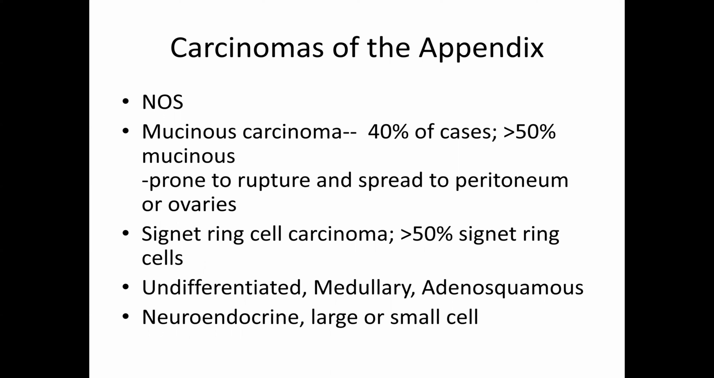So when we speak about frank carcinomas of the appendix, those can be typical adenocarcinomas not otherwise specified, or more frequently are mucinous carcinomas. And those definitely should have more than 50% mucin. These are prone to rupture, just as low-grade appendiceal mucinous neoplasms are, and they may have signet cell morphology. But other morphologies are also possible. Undifferentiated tumors, medullary, adenosquamous, and then the neuroendocrine carcinomas, either of large or small cell type, can likewise present in the appendix. So these are much less frequent.